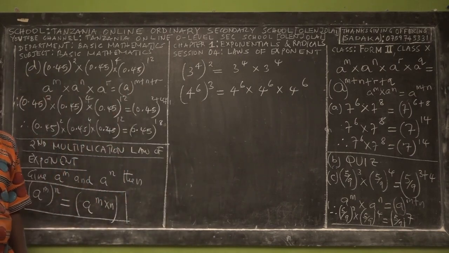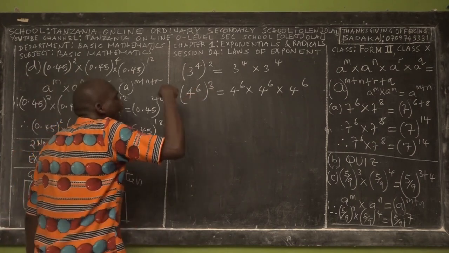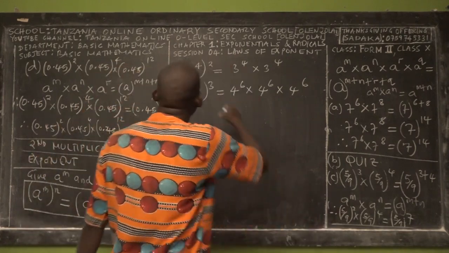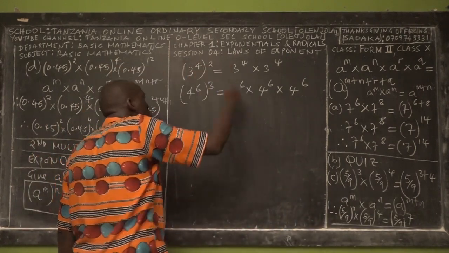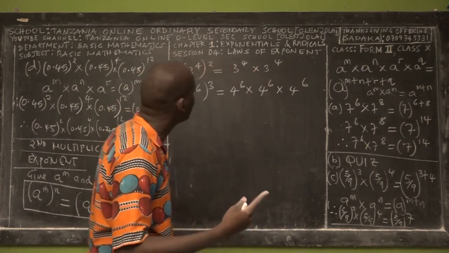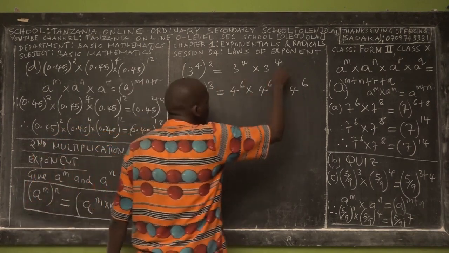That's the meaning of this 3. It means this 4 power 6 has to multiply itself 3 times. This 3 power 4 has to multiply itself twice. So in mathematics, instead of writing the expanded form like this one, we just write that this is equal to what?